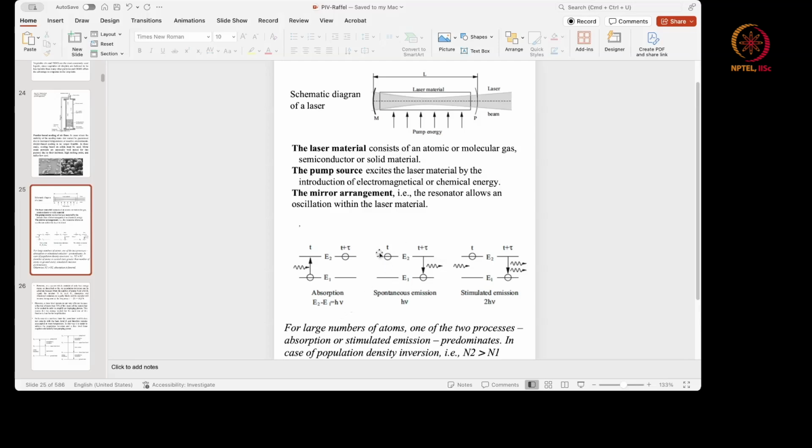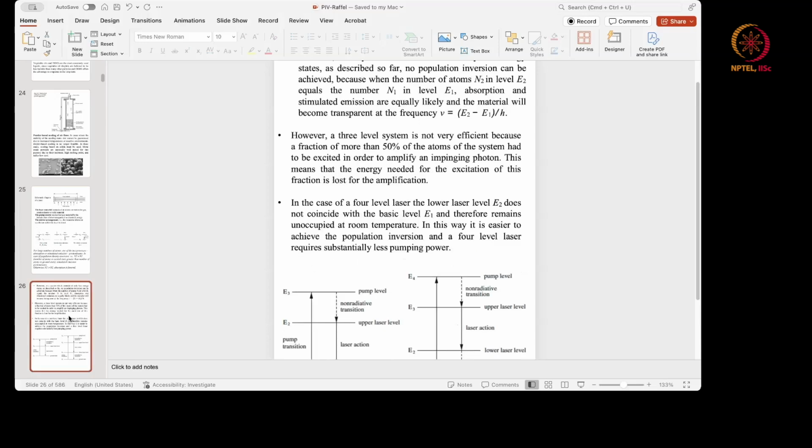Now there can be spontaneous emission also. This electron will go down to the ground level and emit a photon after some time. And then there is stimulated emission. That means there is an electron already in the excited state. You bombard it with a photon, and you get two photons coming out of it, which are coherent, phase locked. For a large number of atoms, one of the two processes, absorption or stimulated emission, predominates. In case of population inversion, that is N2 greater than N1. Normally N1 will be greater than N2 under thermal equilibrium.